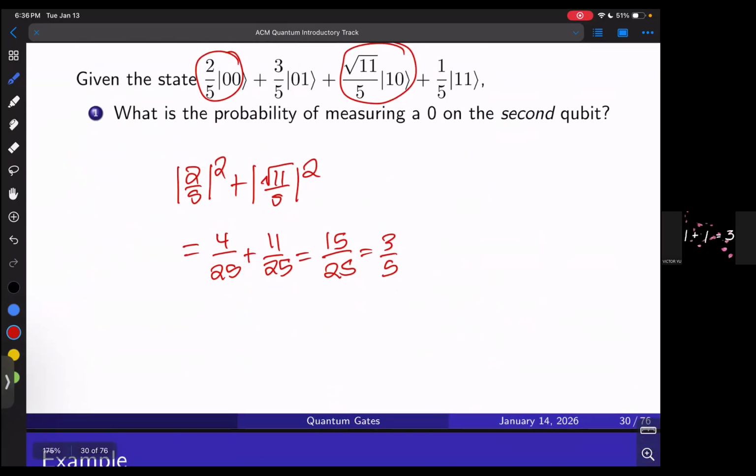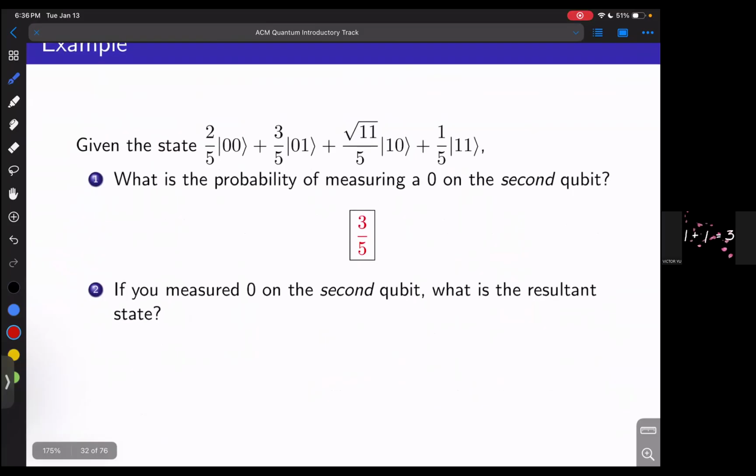Questions? Okay. Now, given the same state, ignore renormalizing the state after the first measurement. If you were to measure 0 on the second qubit, what would the resultant state be? Don't worry about the factors in front. Just tell me what 2 kets we would retain. You got the first and the third one? The first, third one. Yeah, exactly.